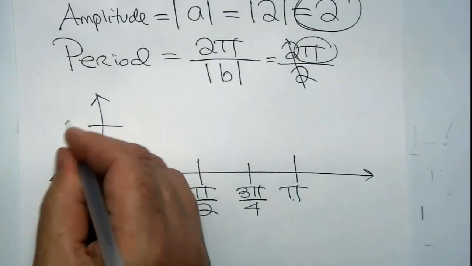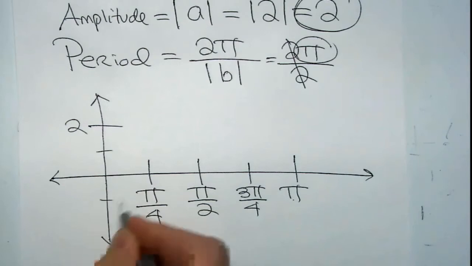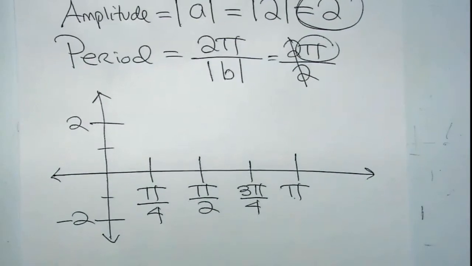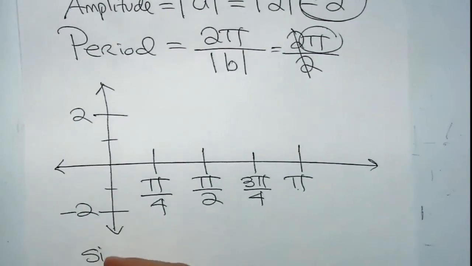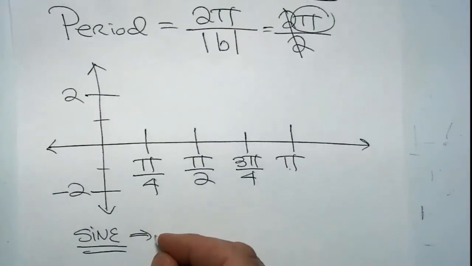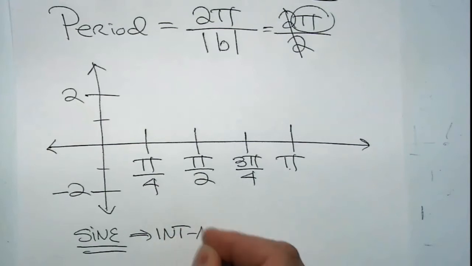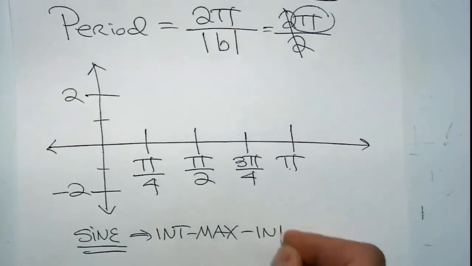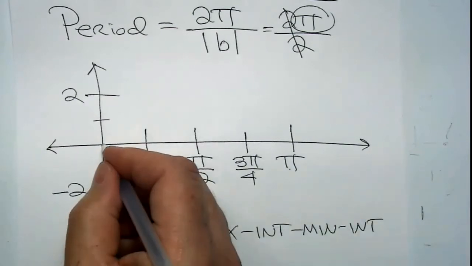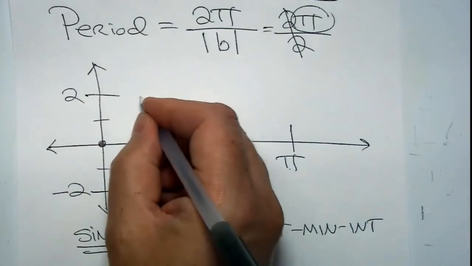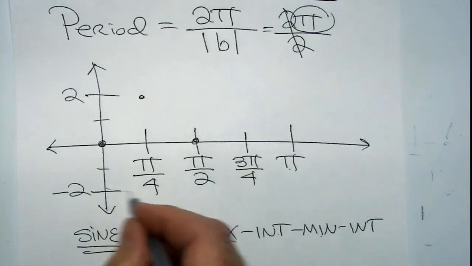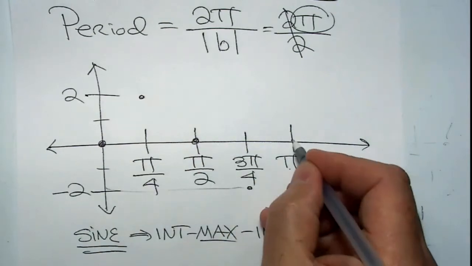Now the amplitude is 2. That's the loudness. That's how tall the curve is going to be. And so in this particular case, our curve is going to reach up to positive 2 and reach all the way down to negative 2. Now to graph it, all you need to know is how to graph the 5 key points for sine. Sine loves to start at the x-intercept, reach up to the maximum, go back down to the x-intercept, dip down to the minimum, and finish on the x-intercept. So let's start here at the x-intercept. Let's reach up for our maximum. Let's go back to our x-intercept on the 3rd key point, down to our minimum on the 4th key point, and then back to our x-intercept.